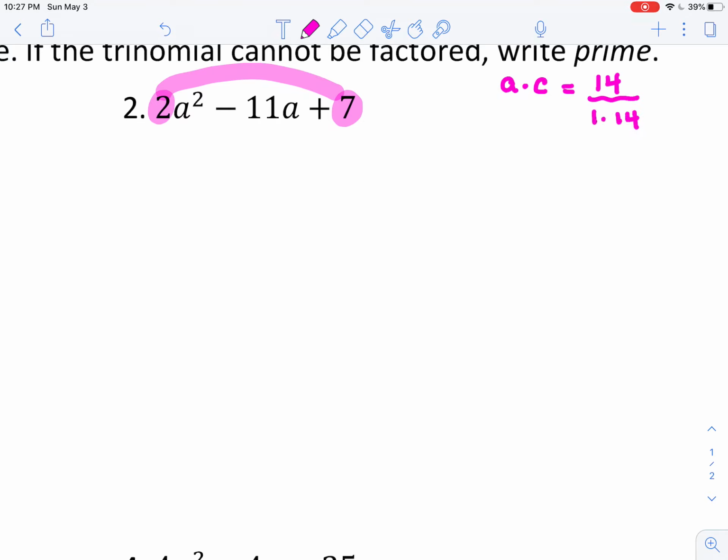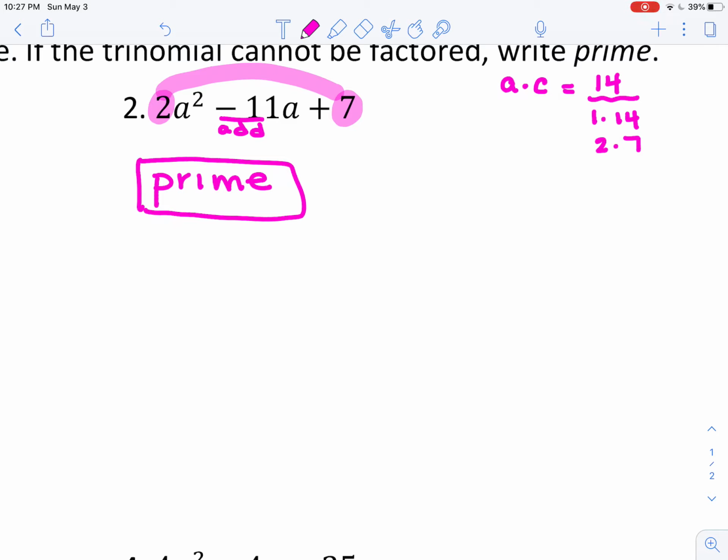I list the factors of 14, so 1 times 14, and 2 times 7. This one is a short list. And then I need to find the factors that add up to the middle term. So they have to add up to negative 11. No matter how hard I try, I can't get 1 and 14 or 2 and 7 to add up to negative 11. There are no numbers that multiply to 14 and add to negative 11. So this trinomial is prime. I can't factor this one or break it down into smaller parts.